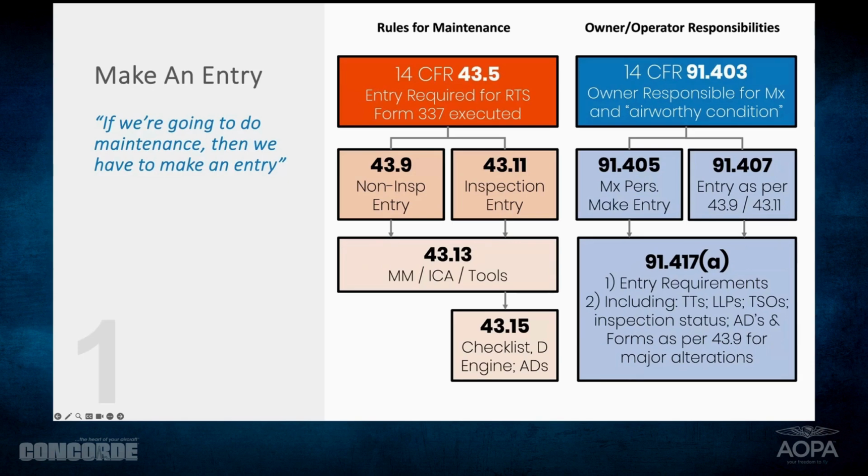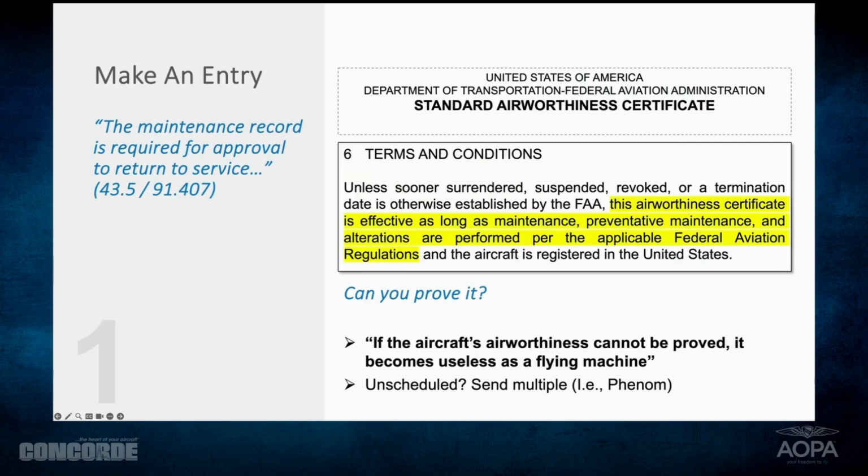These are the entry requirements that go beyond the inspection entry where it's only aircraft total time. There's a few other things that are added here. We are going to not only have the entry requirements, but we're going to include total times for the engine alongside the airframe. We're going to track life limited parts. We're going to track time since overhauled. We're going to track inspection status. We're going to track ADs and their compliance, and we're going to fill out the forms as per 43.9, right? So all of this, again, goes back to responsibility and accountability with making entries when we do maintenance. So rule number one, if we're going to do maintenance, we're going to have to make an entry.